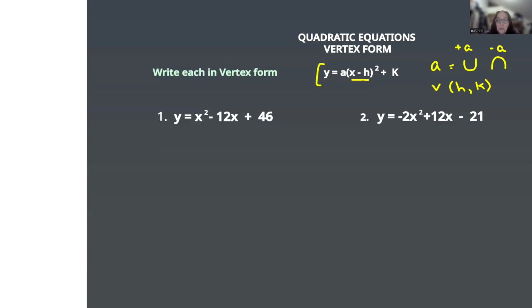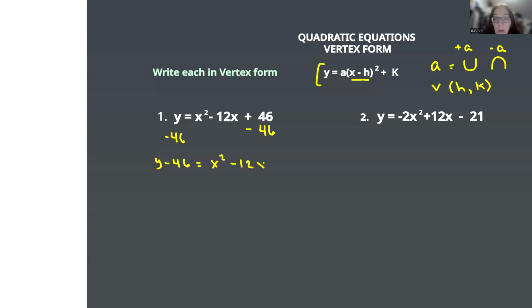The first thing we're going to do is have just the x's on the right side of the equation. So I'm going to take this 46 and move it to the other side. Now, sometimes teachers will just leave it there and just keep adding to that sign, which is fine, but I like to move it out of the way. So this is just my way of doing it. Now, all I have left on the right side is x squared minus 12x.